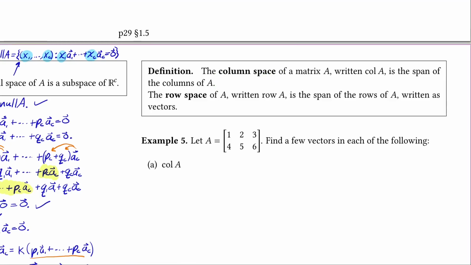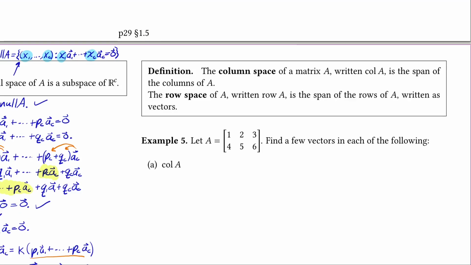We write it as col of A, and it is the span of the columns of A. So it's the same kind of thing we've been looking at in 1.3 and 1.4, the span of the columns of A, but we're just writing it in terms of the matrix A as opposed to the list of vectors, but it's the same thing.